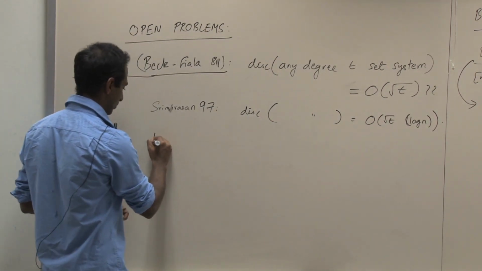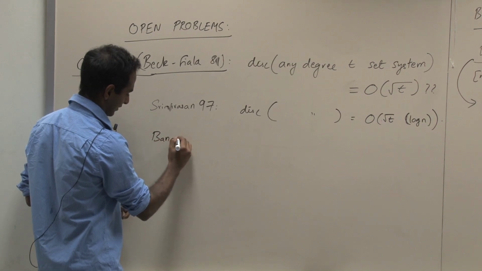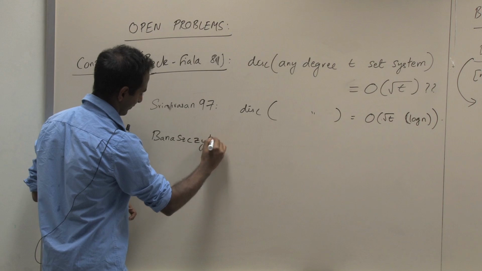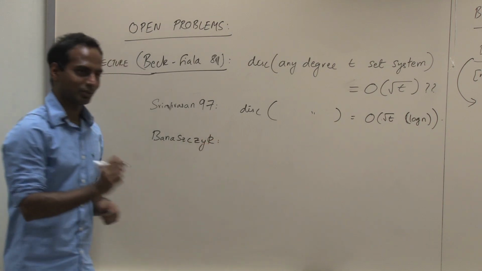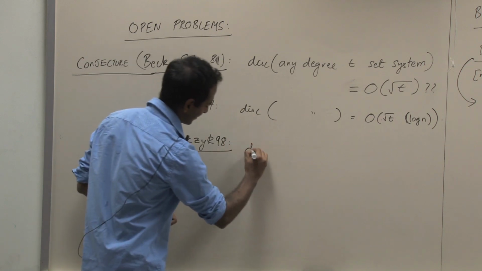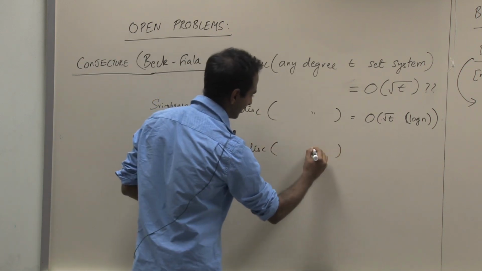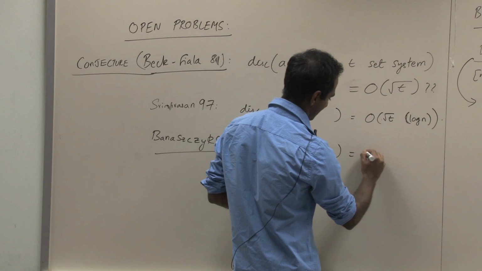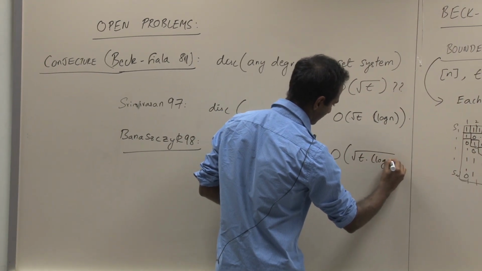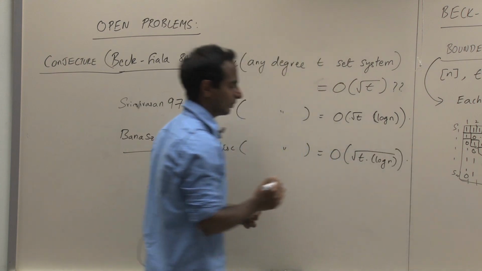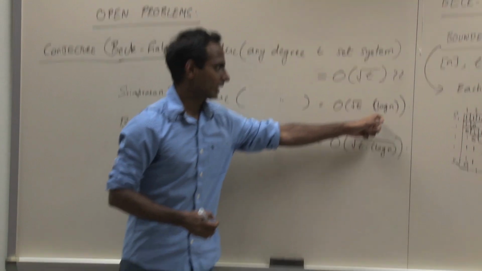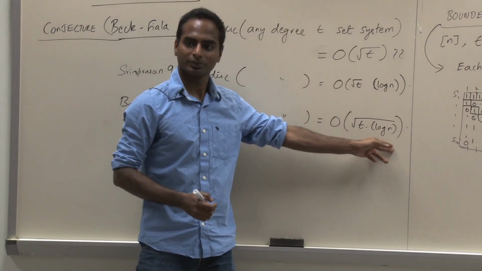And the best result known currently is, I actually practiced the spelling a few times, if you care about it. So the discrepancy is, okay. So here the log n is actually inside the square root.